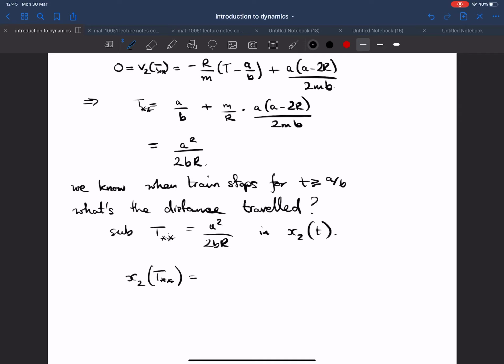What you should end up with is a cubed times (3a minus 4R) divided by 24RMb squared. And that's it. Again, all I can say is have a lot of fun over the Easter break doing this type of question. And I'll see you next time for more on velocity-dependent forces. See you.